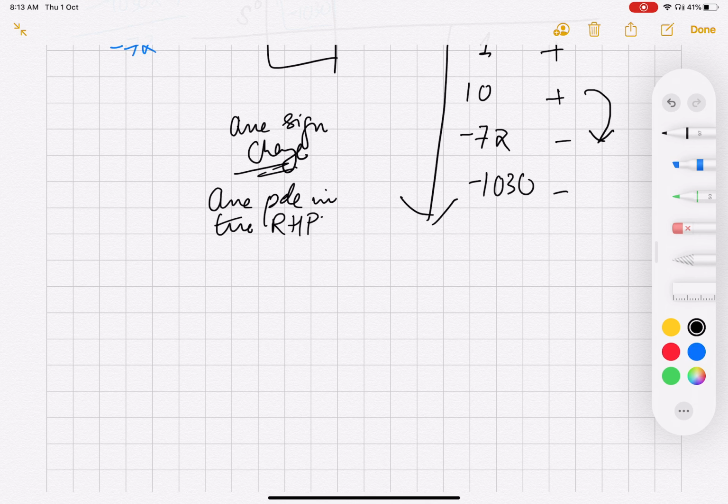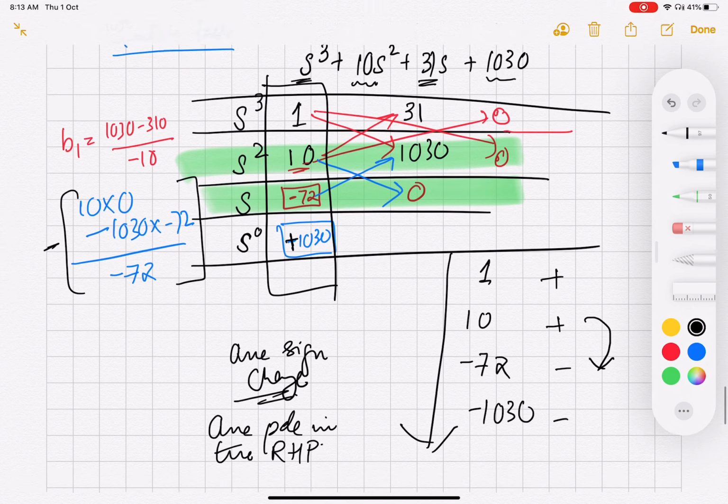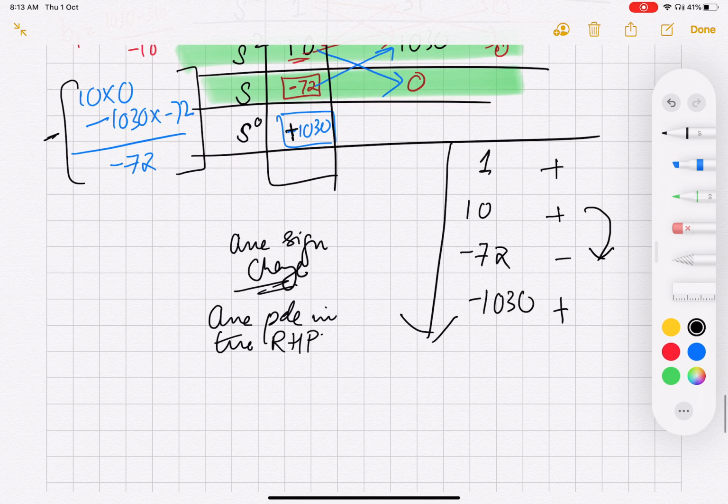Okay, so we made a mistake here. This was 10 into 0 minus 1030 into minus 72, divided by minus 72, and there is an additional minus sign. So this is plus 1030. So there are two sign changes. So two poles in the right half plane.